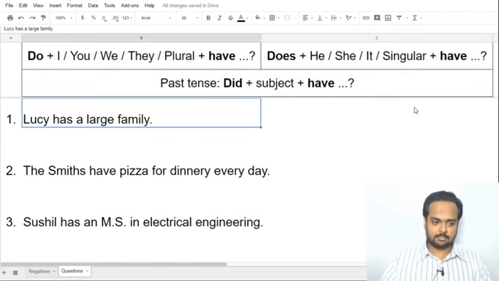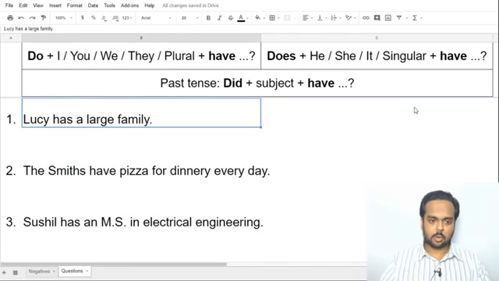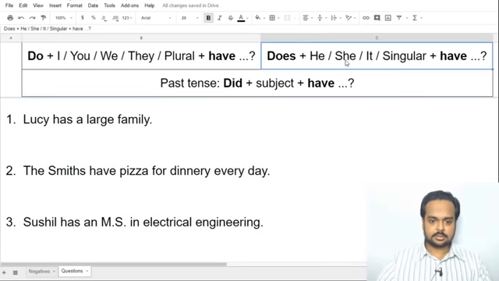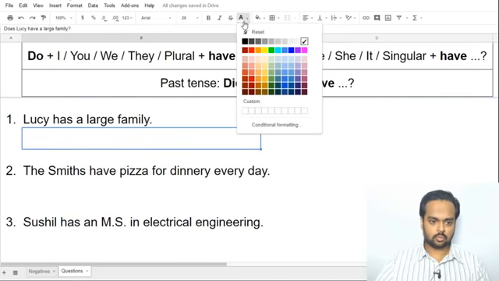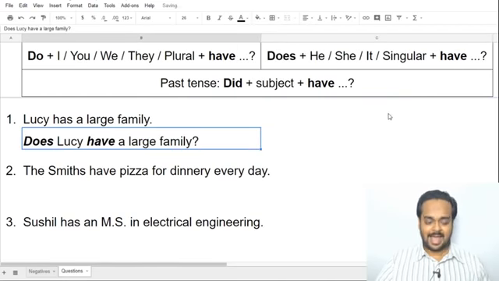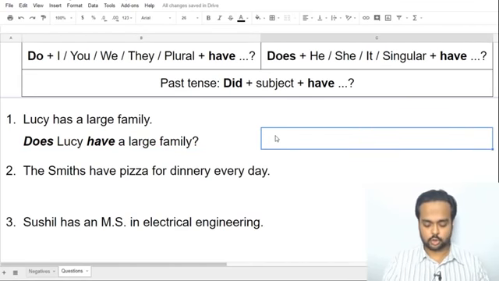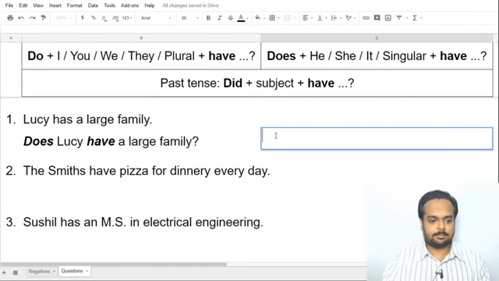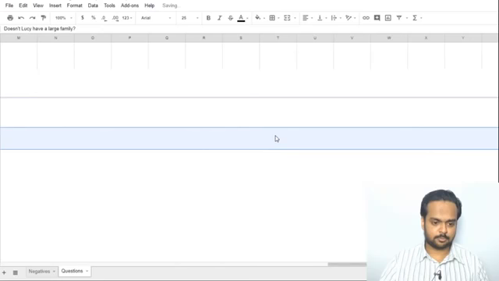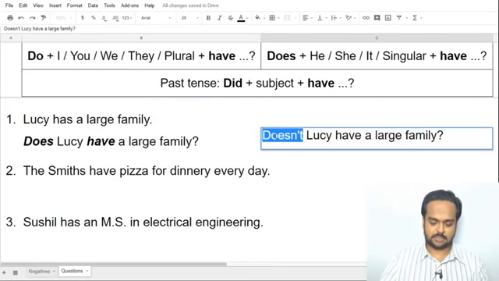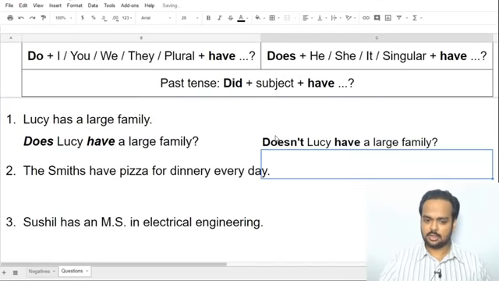Lucy has a large family. How do we make that a question? Lucy is a singular subject, so we need to say does. So, does Lucy have a large family? Again, does plus the subject plus have. Does Lucy have a large family? Or you could say, if you want to make a negative, doesn't Lucy have a large family? I thought she did. I thought Lucy's family was pretty big, but now you're telling me that Lucy's family is not big. So doesn't Lucy have a large family?